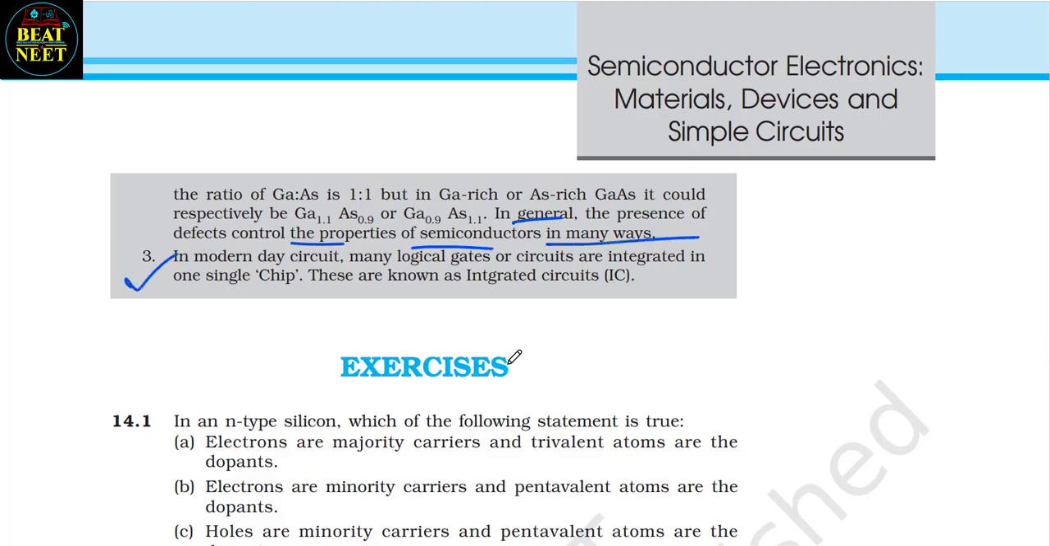Number 3, in modern day circuits, many logical gates or circuits are integrated in one single chip. These are known as integrated circuits.